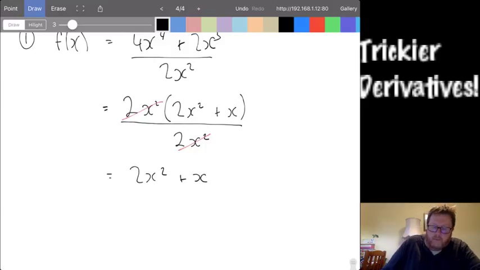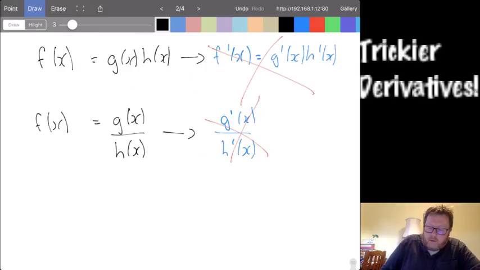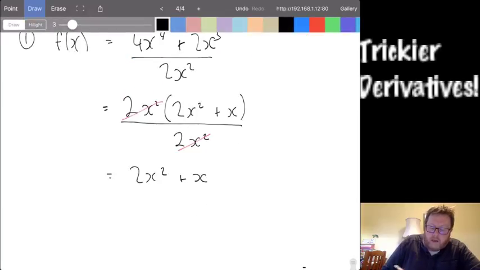Now that we've got a polynomial, we can just derive it. I know that you can factorise that more, but remember, we don't actually want to factorise it more, because if we did, that rule doesn't work. We don't want it to be in product form. We want it to be in polynomial form. And now we can derive it. So therefore, f dash of x is equal to 4x plus 1.